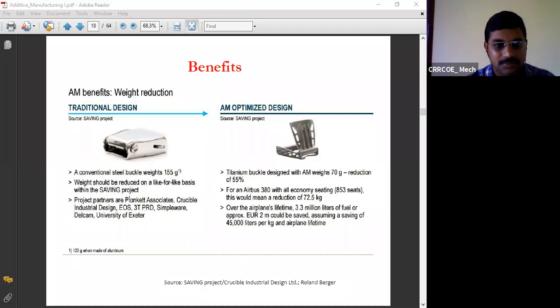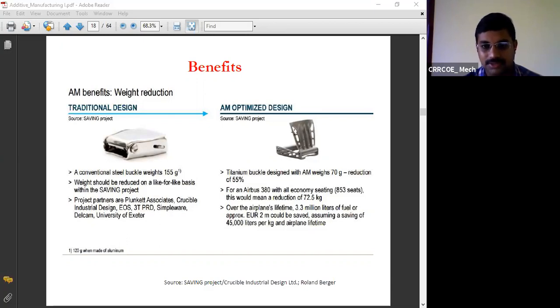And the project partners, the company details are given: Plunkett Associates and Crucible Industrial Design. So these are the companies, and different companies collaborated together to produce this particular part. So next, the AM optimized design.